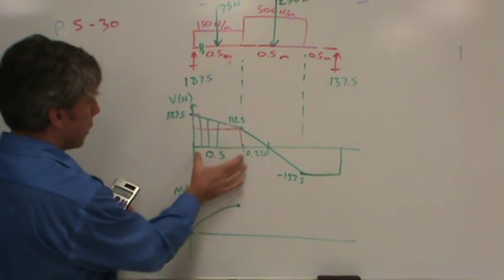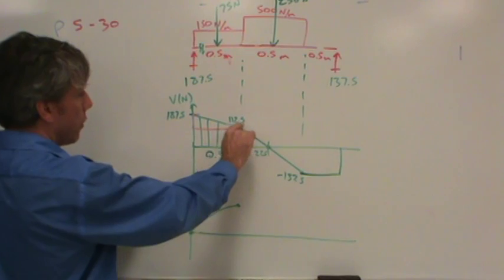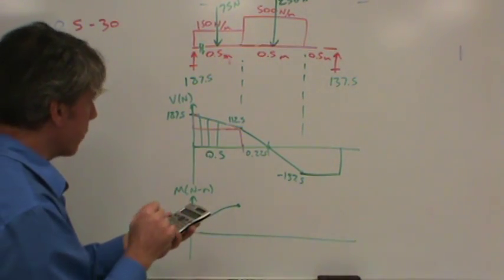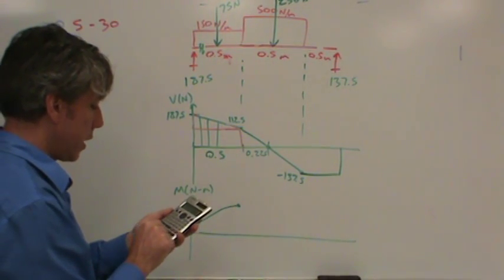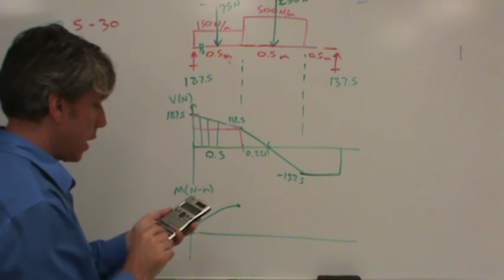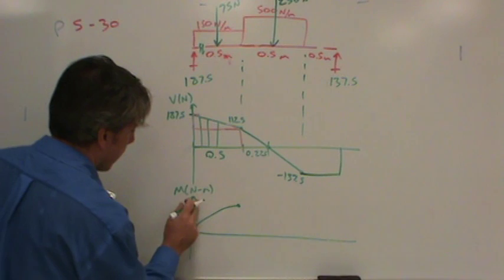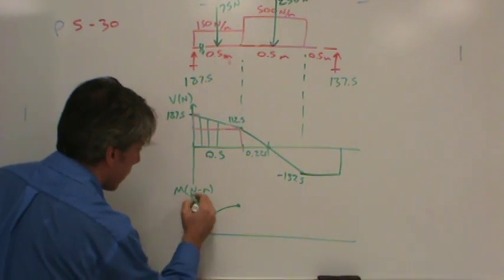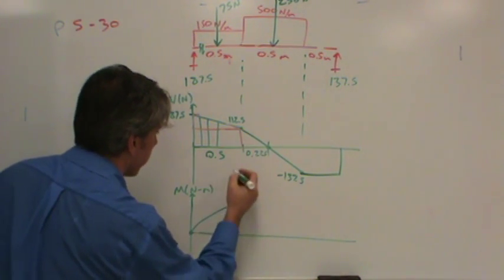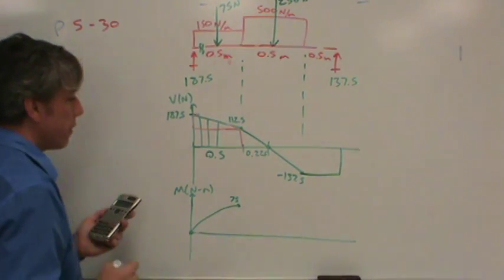Okay, and now we need to multiply half by 112.5 to get the lower rectangle. 12.5 times a half. There we go. So it's 75. So the value of the moment, I tell you what, let me just write it over here, is 75 Newton meters.